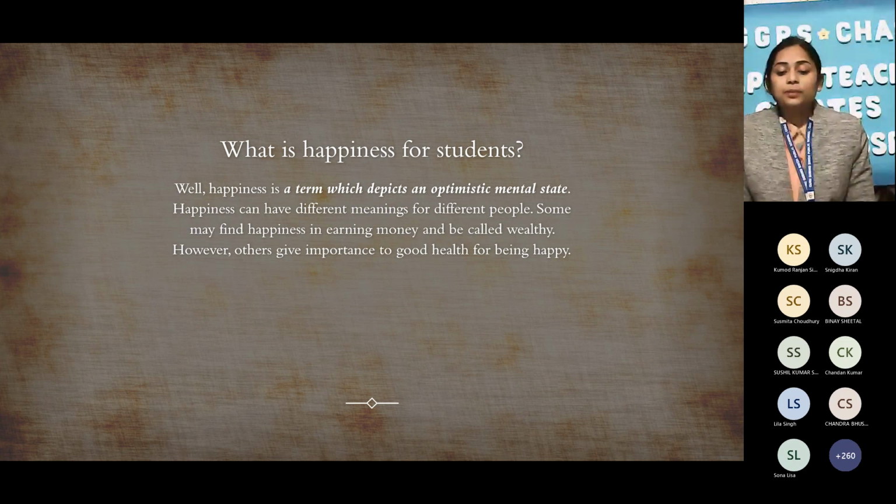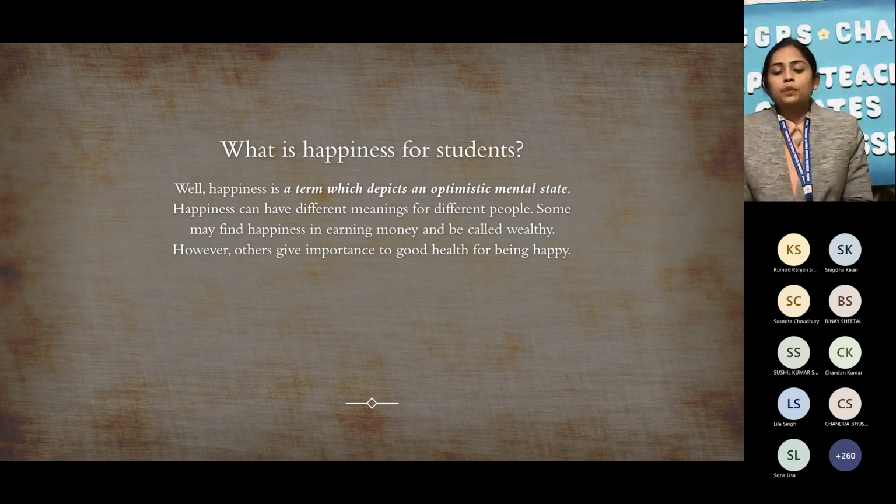Happiness can have different meanings for different people. Some may find happiness in earning money and be called wealthy. However, others give importance to good health for being happy. So, a healthy mind lives in a healthy body. So, we have to always keep ourselves fit and fine.